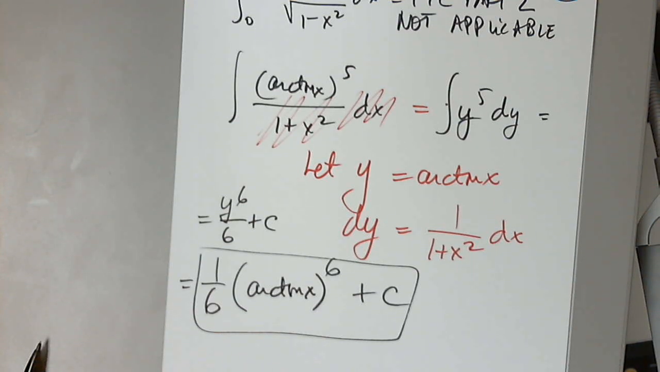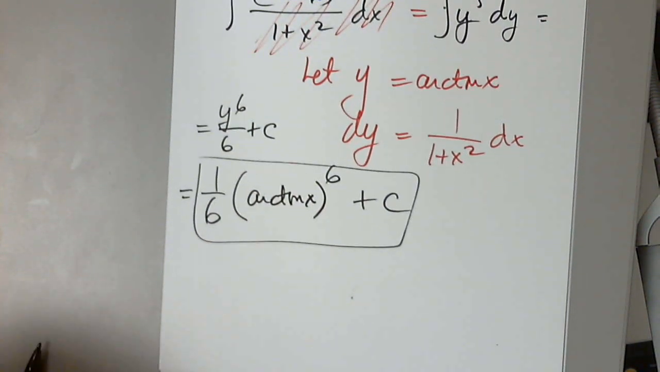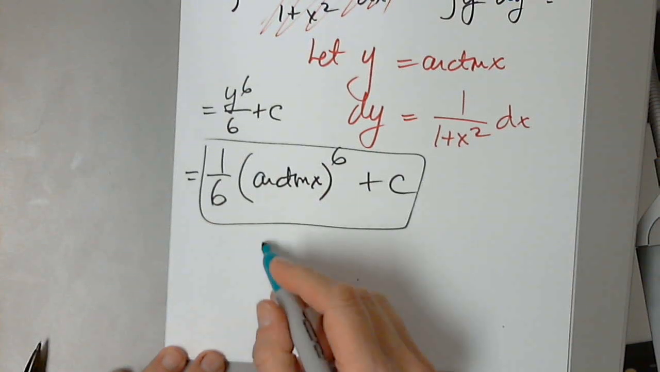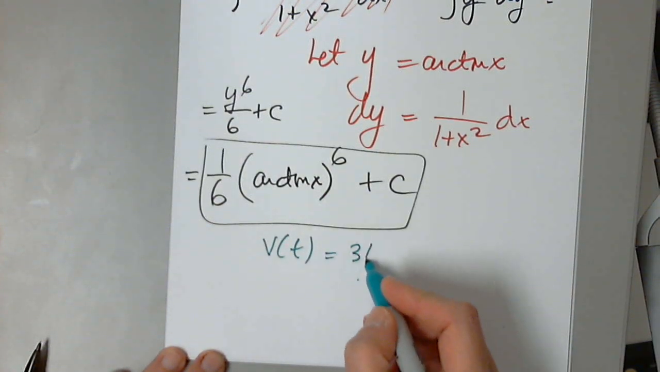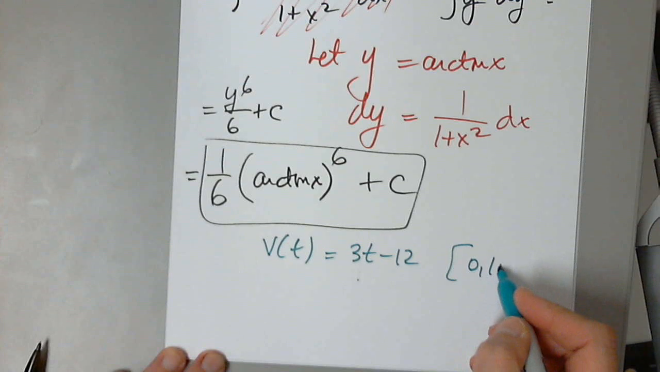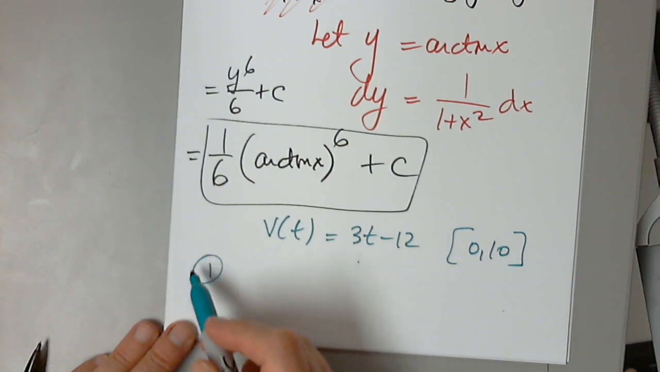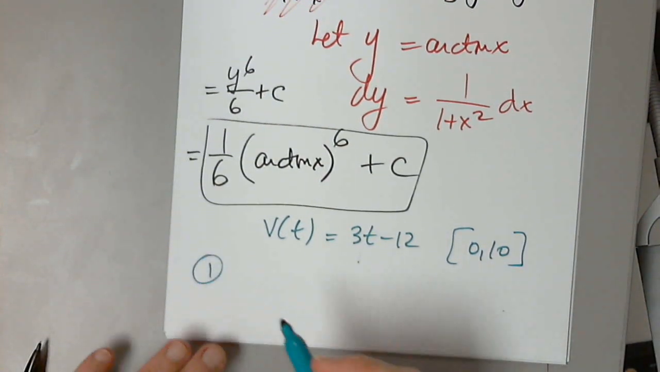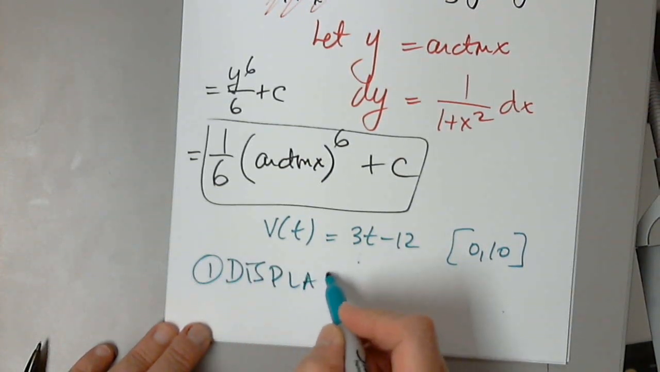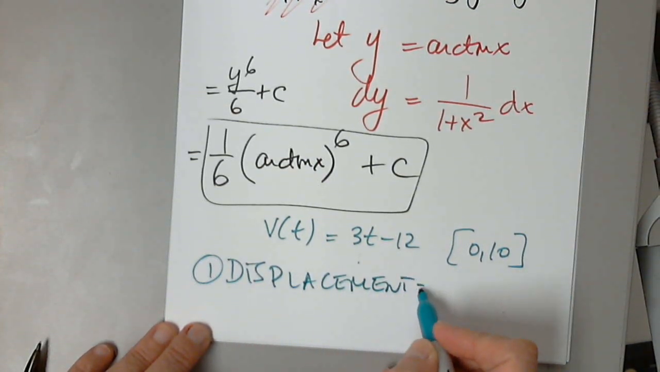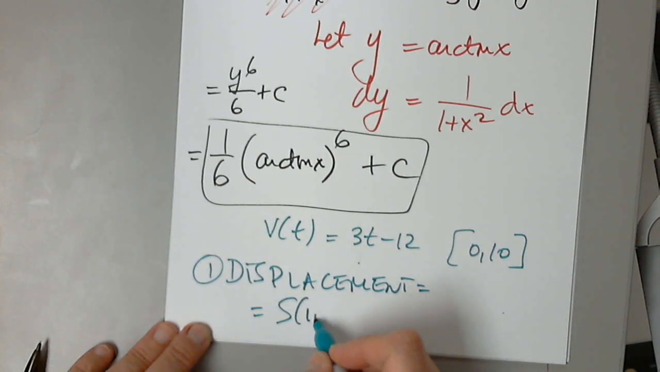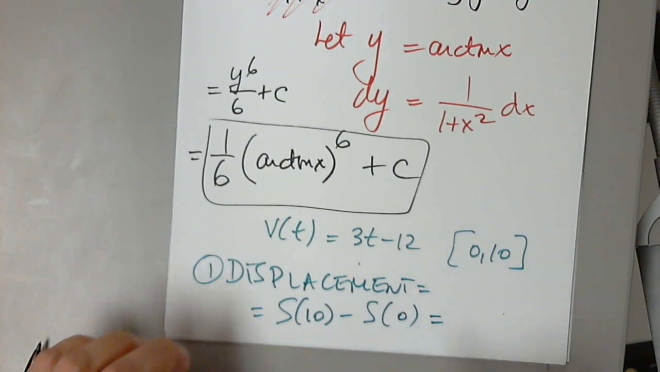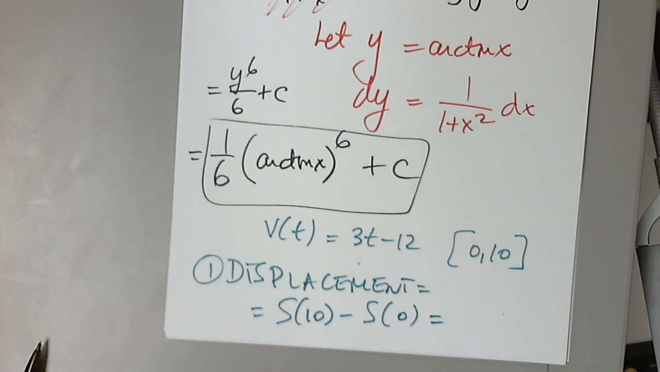Okay, let's take a look. Yes, the displacement, very good. So we are given v of t, which is 3t minus 12, and the interval is 0 to 10. So we're asked to find two things. First, the displacement, which is always s of 10 minus s of 0, for the given interval, of course.